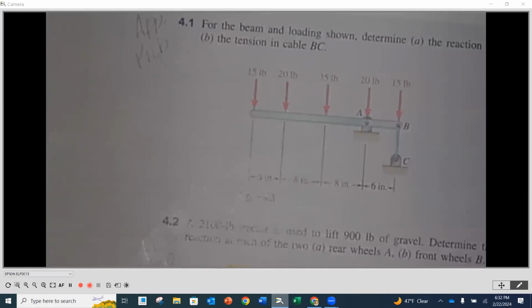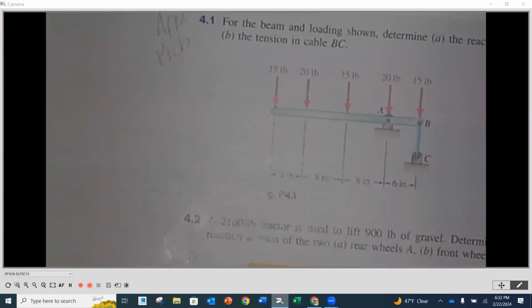And I always start my free body diagrams with all the applied loads, because I know that stuff, right? And then I worry about my reactions at my supports. Okay. So I put everything that is known, points, all that kind of stuff, and then any dimensions as well. And that last dimension is 6 inches, if you're wondering. Okay.